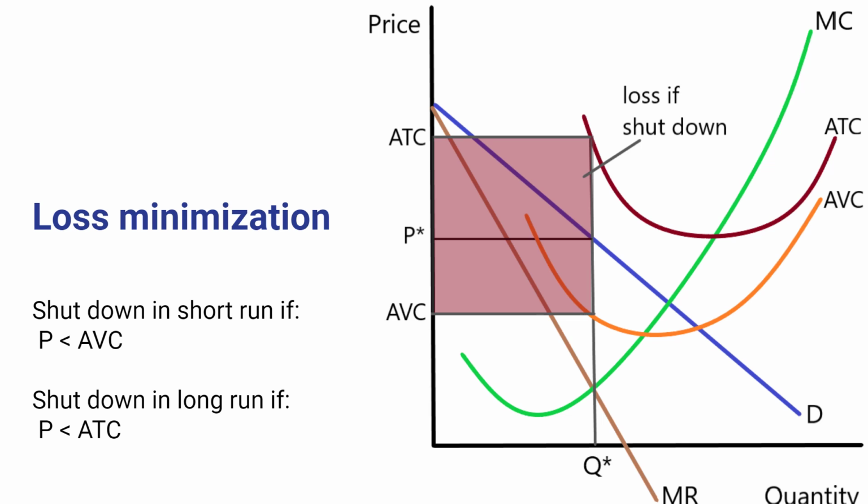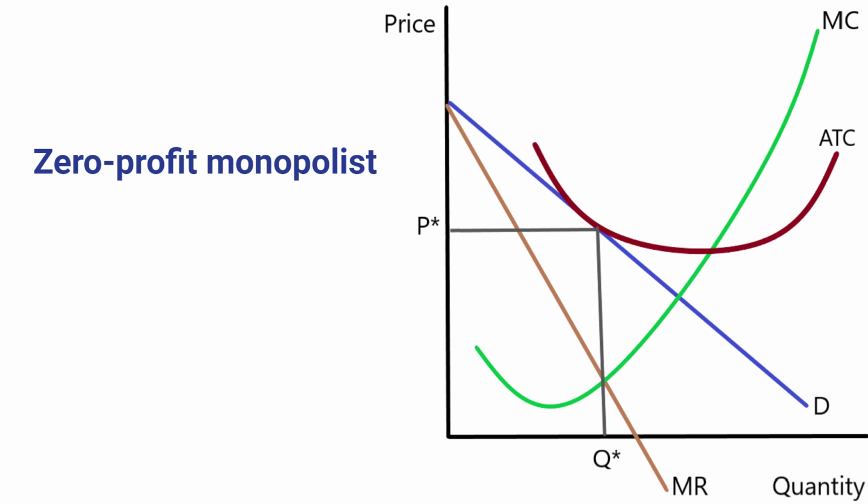There's also the possibility that a firm could be a zero profit monopolist. And let's see how that works in this diagram. At the point at which marginal revenue equals marginal cost, again Q star, we find that the demand curve is tangent to the average total cost curve, and therefore price equals average total cost and profit per unit is zero. And if profit per unit is zero, total profits are zero.